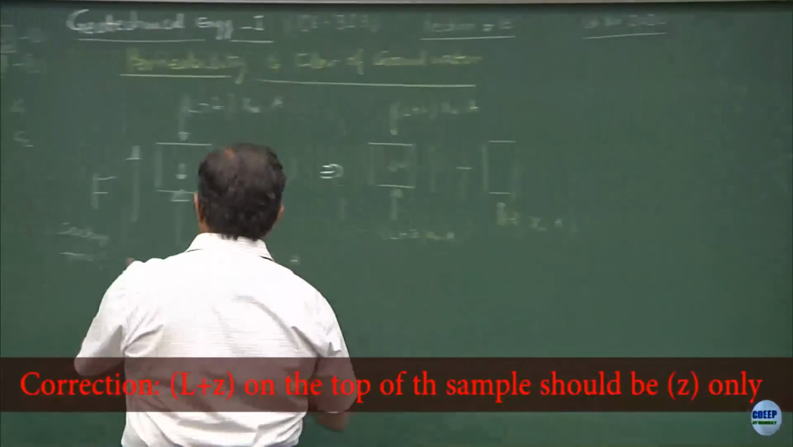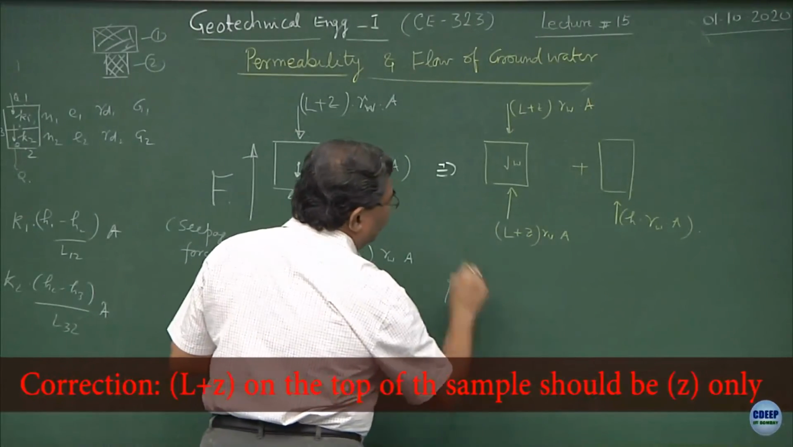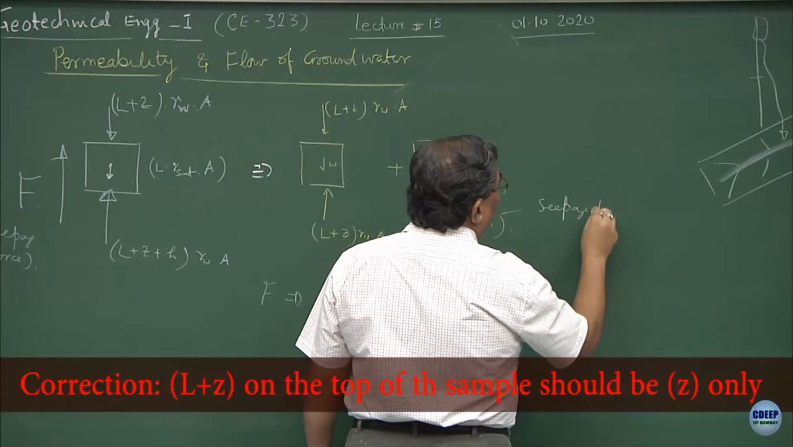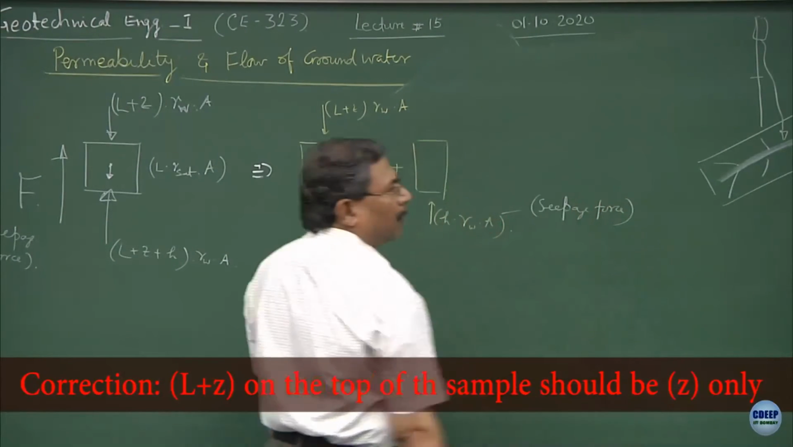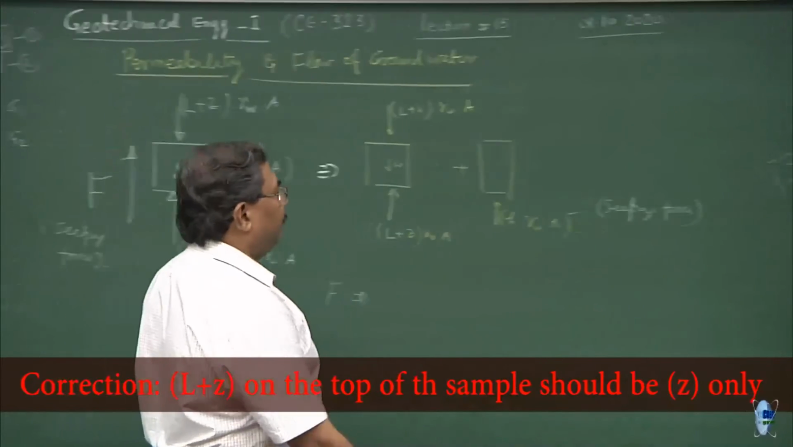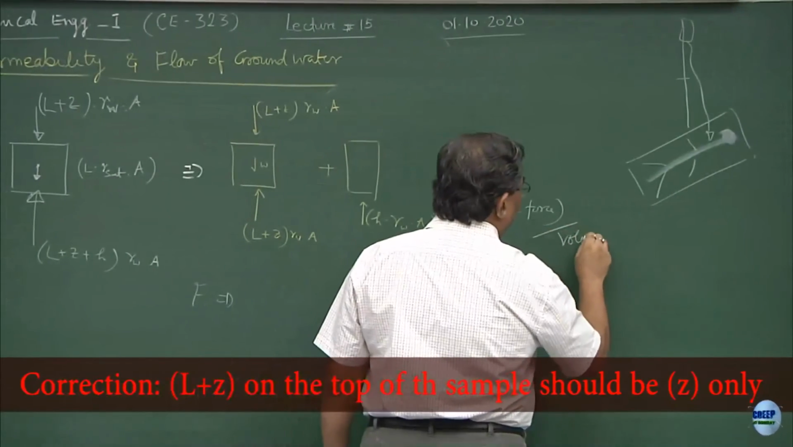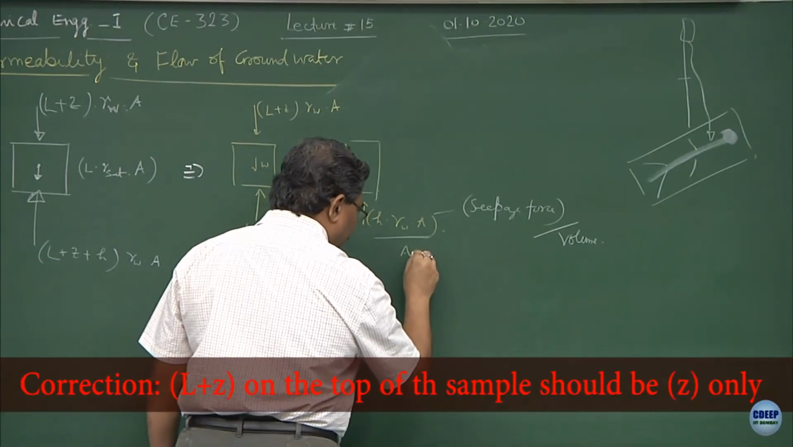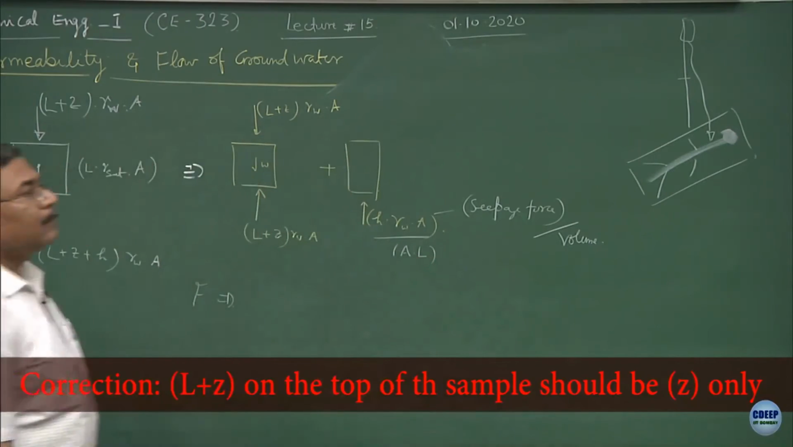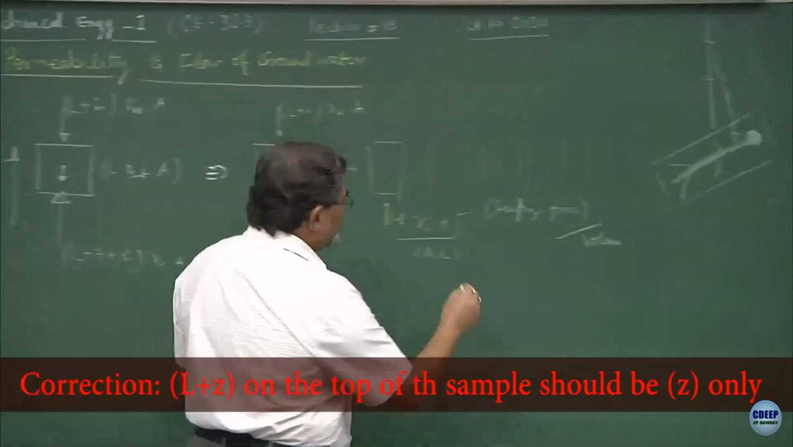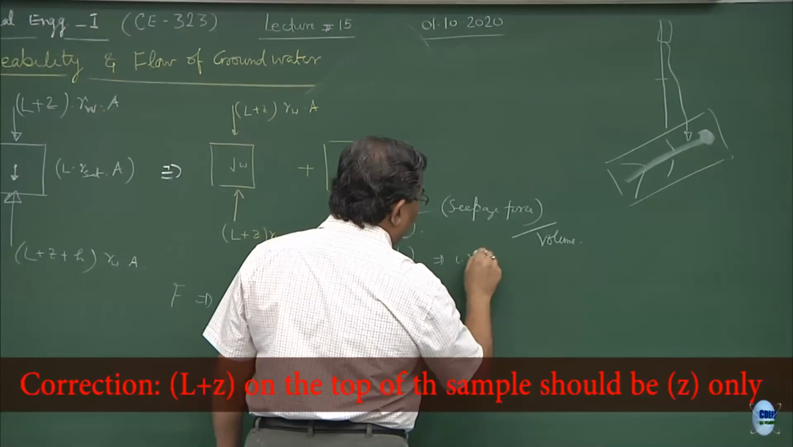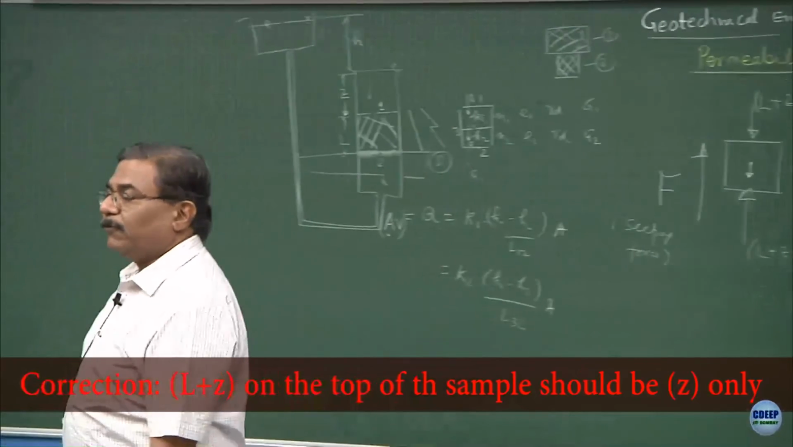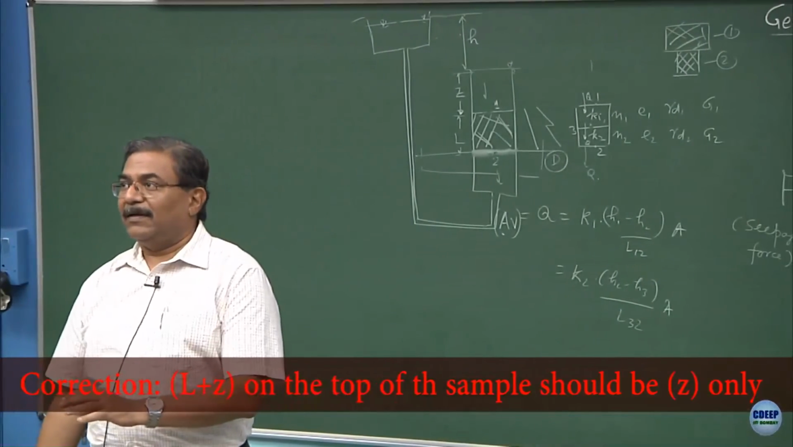So, suppose if I write this expression, F is equal to, now this is what is known as seepage force. Normally we define seepage force per unit volume. Now, if I do per unit volume, what is going to happen? This will become A into L, and this can be written as I into gamma W. So, I into gamma W is the seepage force which is acting on the system, clear.